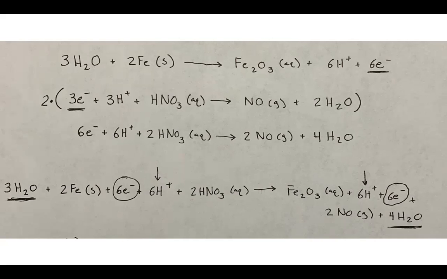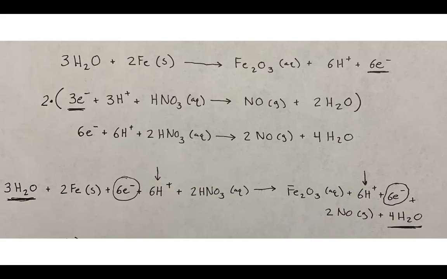My next step from here is to combine both half reactions together and write all my reactants going to all my products. So I'm just writing all the reactants together, then all the products. And the final step from here is to cancel out things that exist on both sides.